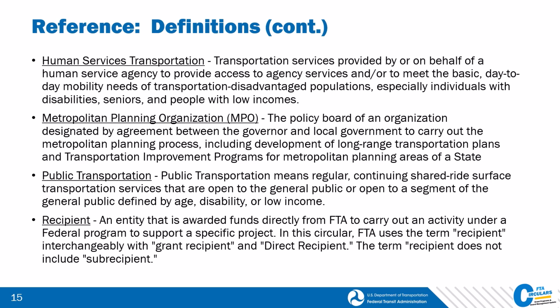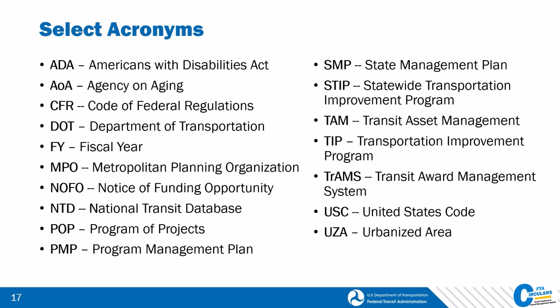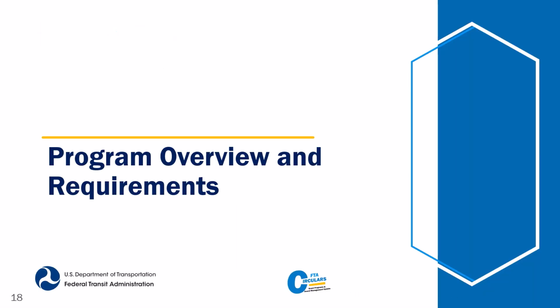The term recipient refers to an entity that is awarded funds directly from FTA to carry out an activity under a federal program to support a specific project. In this circular and presentation, the term recipient is interchangeable with grant recipient and direct recipient. The term recipient does not include subrecipient. Here you will find a list of selected acronyms used throughout the circular and presentation. I will now go over the program overview and requirements.